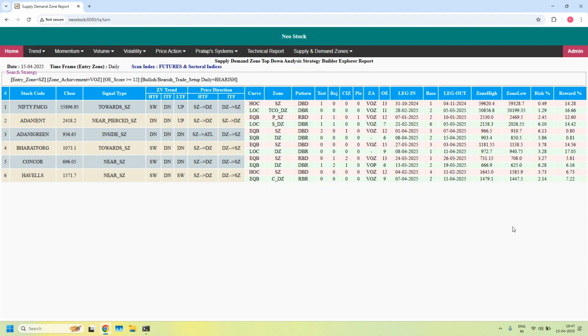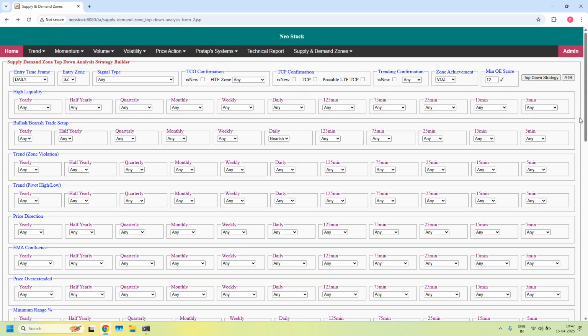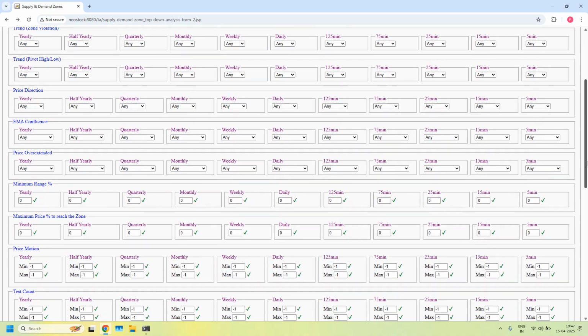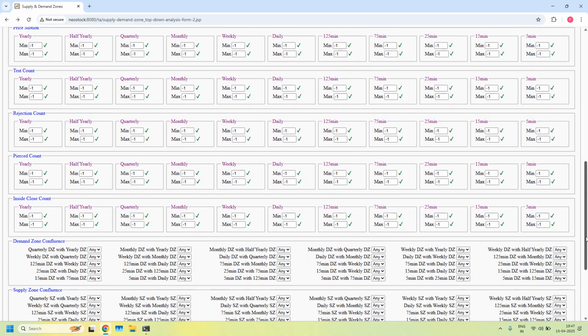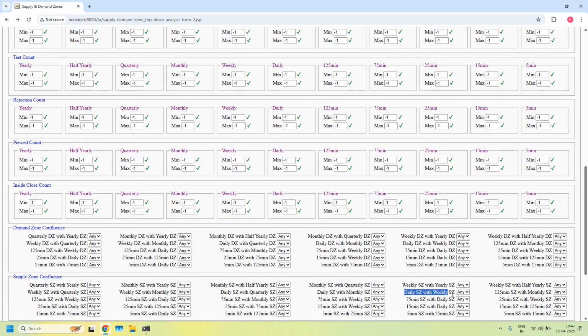Okay, out of these 6 daily supply zones, how many of these daily supply zones are having more high probability to get success? First, based on the LTF and ITF supply zone confluence, that is daily and weekly supply zone confluence. So enable the filter.